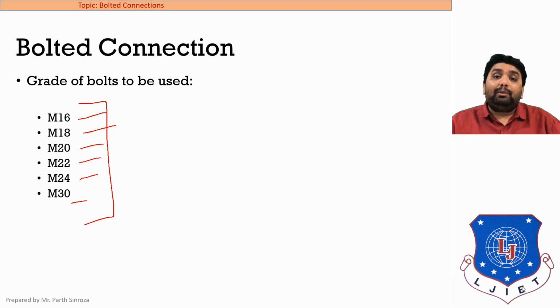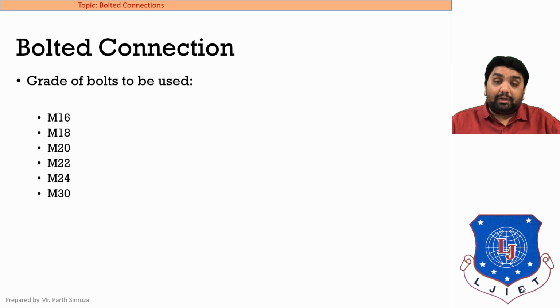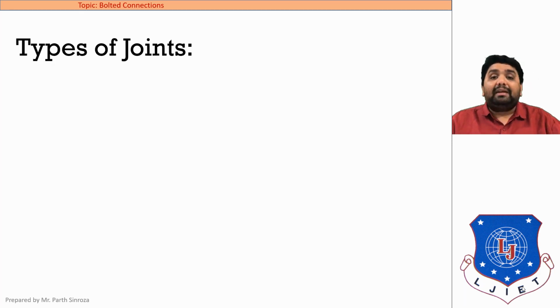Clear? So if M20 bolts are being prescribed in the question, that means the diameter of the bolt is given as 20 mm. So this will be according to the diameters. Now, the type of joints: how the bolts are connected, or how the plates are connected by using bolts. There are basically two methods that we will be following.